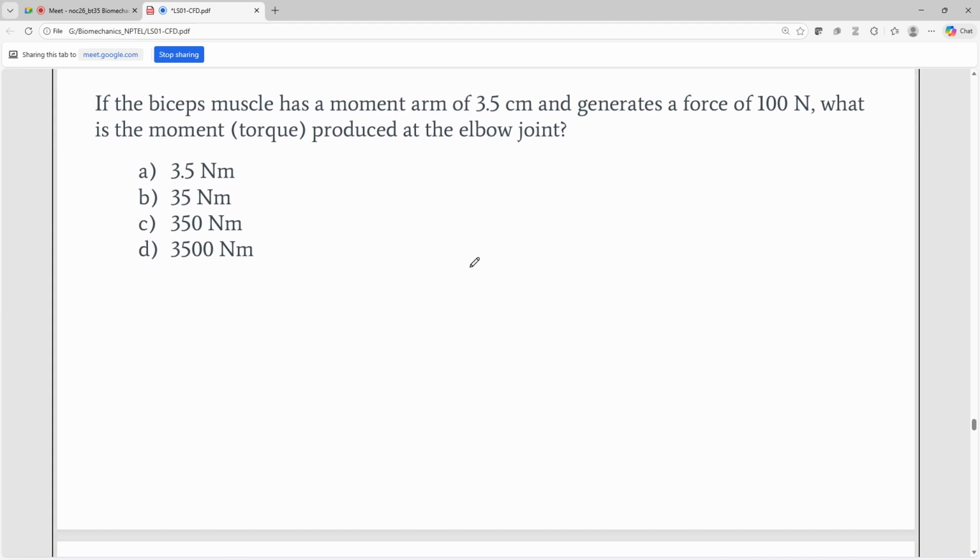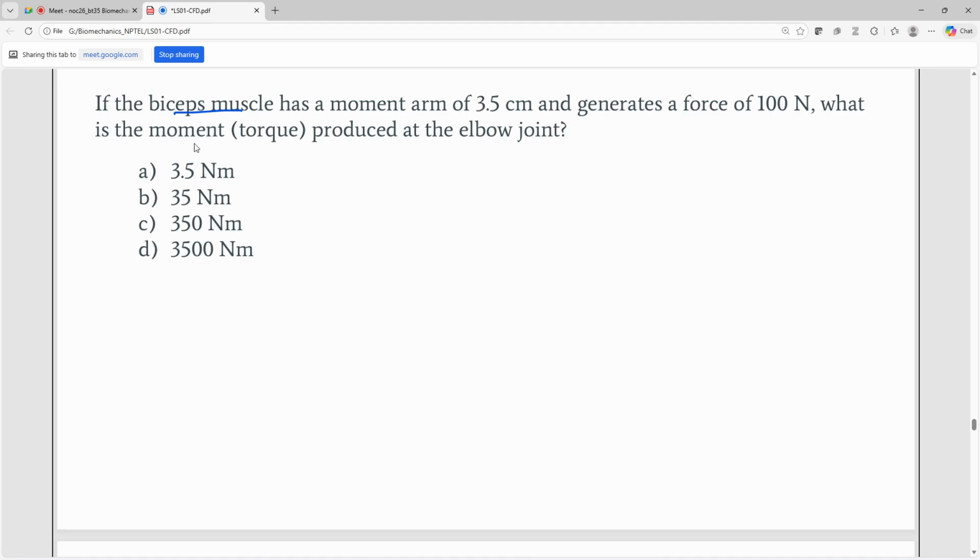Next question. If the biceps muscle has a moment arm of 3.5 centimeter and generates a force of 100 Newton, what is the moment or torque produced by the elbow joint?